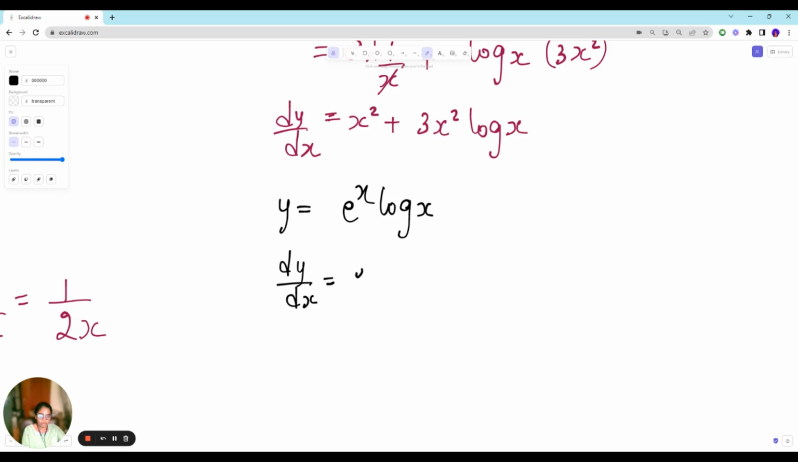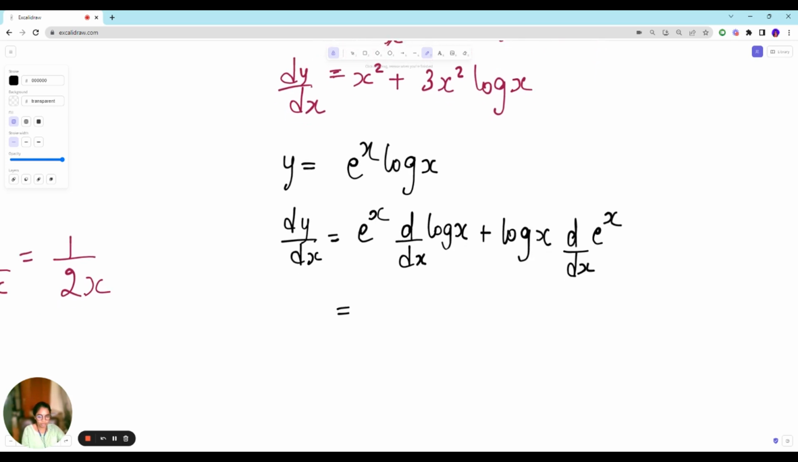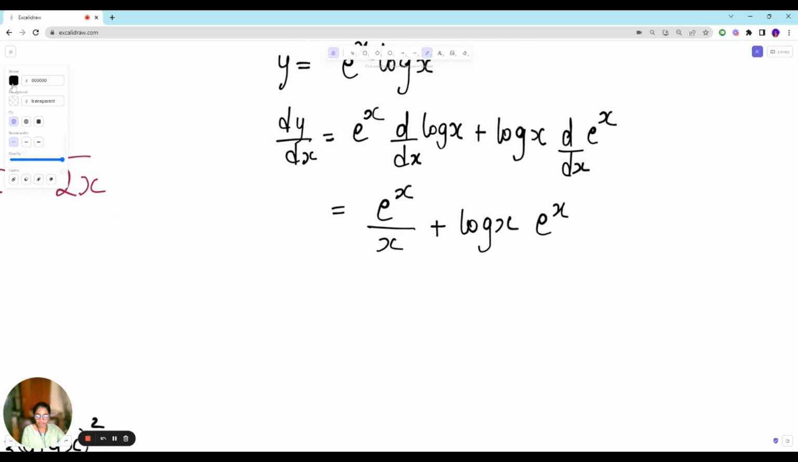What is product rule? Keep one function as it is, differentiate the other function, that is log x, plus keep the other function as it is, find the derivative of the first function, or vice versa, you can do anyhow. Okay, so this is e power x, derivative of log x is 1 by x, plus log x, derivative of e power x is e power x itself. Okay, that was our dy by dx.